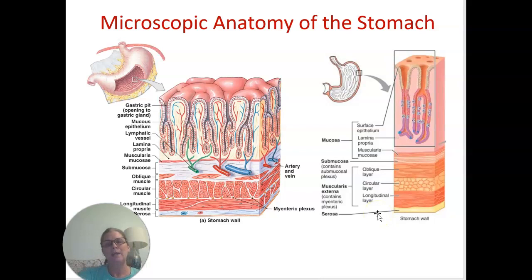So the two biggest adaptations that we're going to be looking at in the stomach are going to be when we look at the mucosa layer and then we look at all that muscle. Remember that the stomach does mechanical digestion and it has a lot of muscle in it.